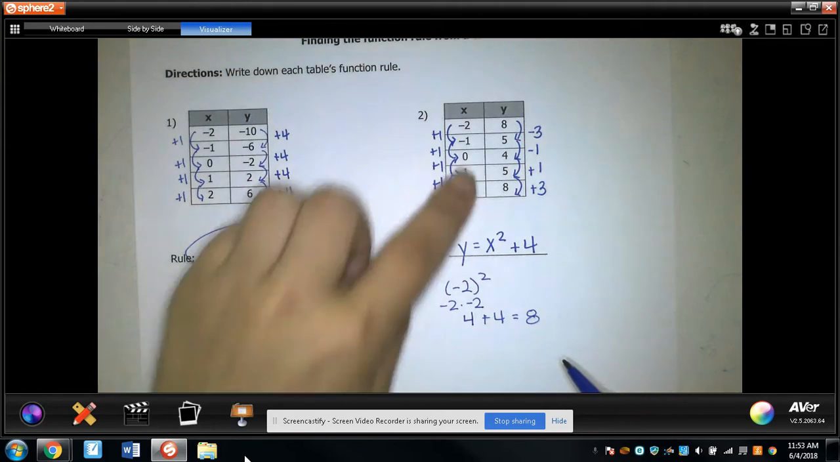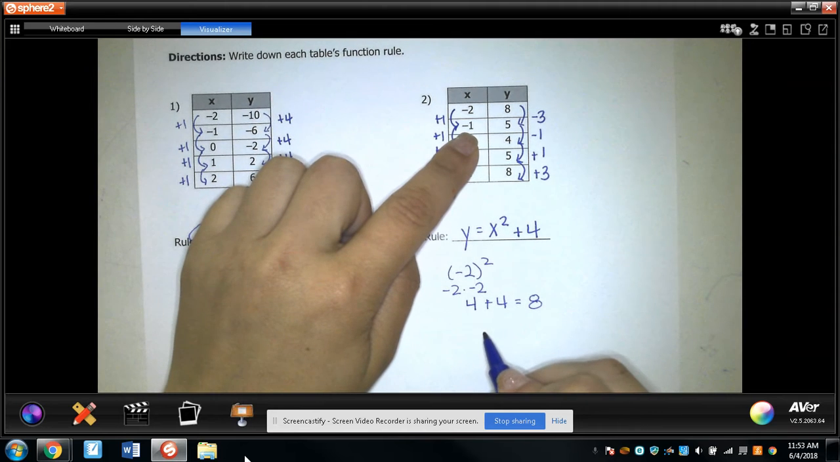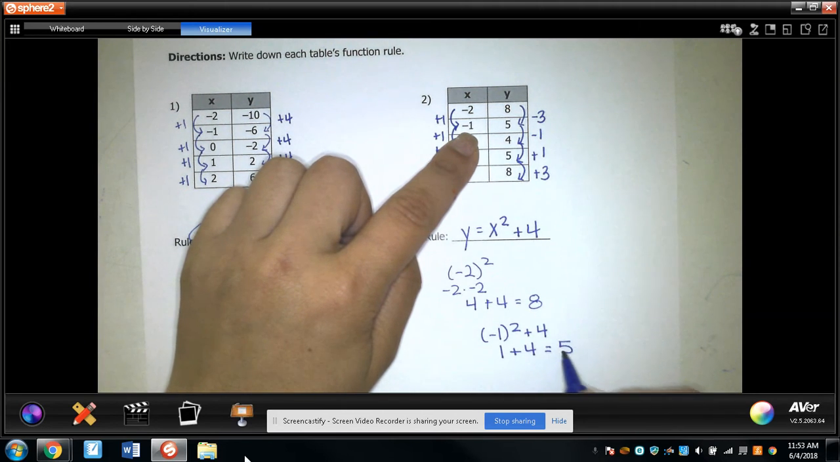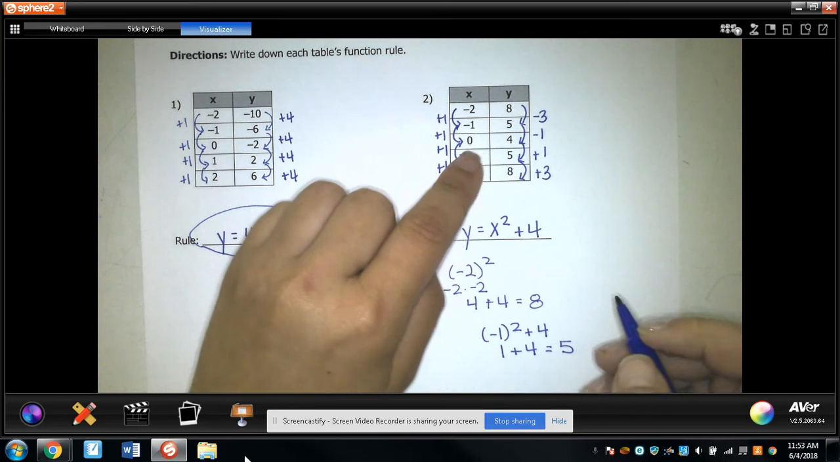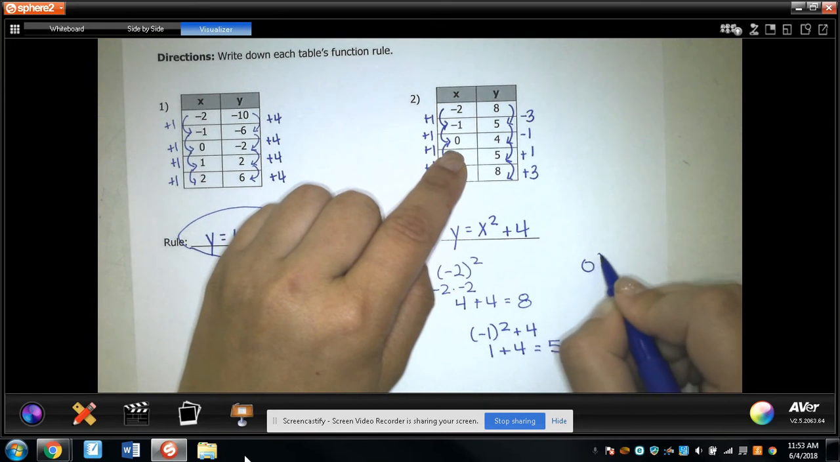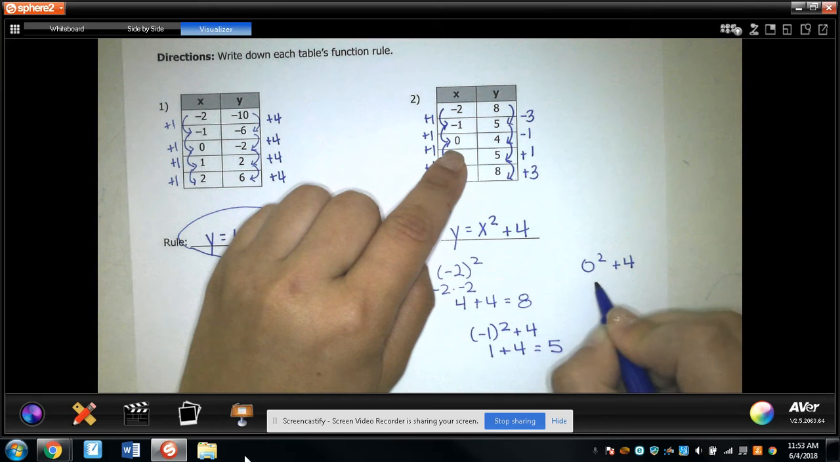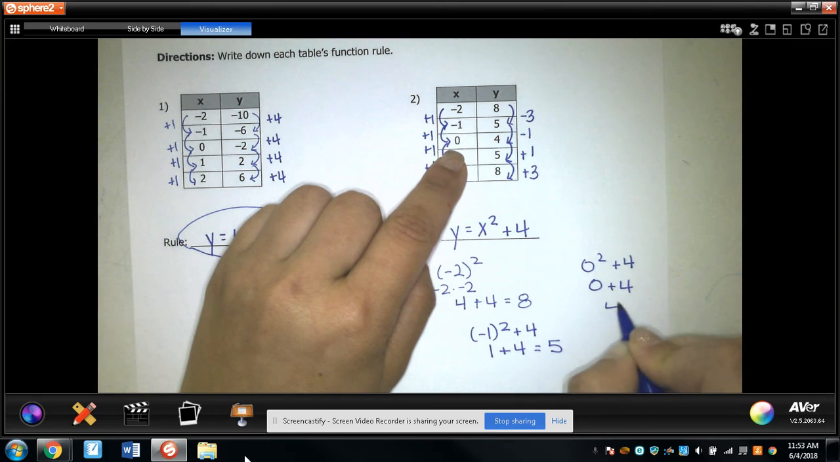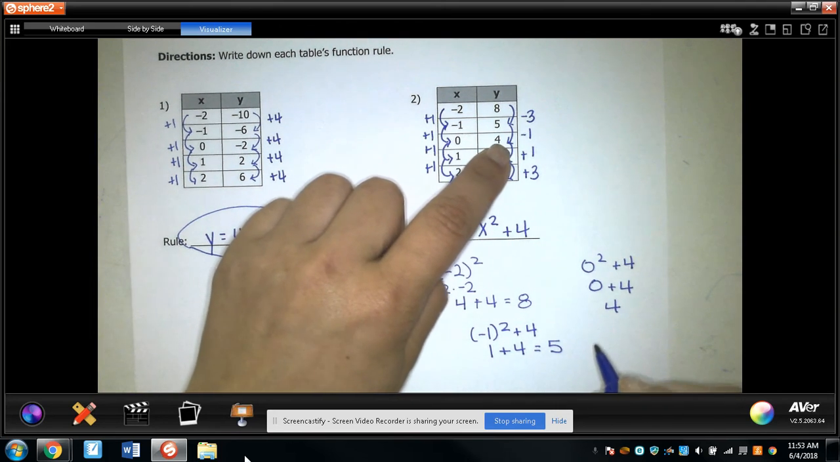So let's try this with -1. Let's see. -1 squared plus 4 is going to be -1 times -1, 1 plus 4 gives me 5. And it should give me 5, so that's good. Let's try it with 0. 0 squared plus 4 is 0 plus 4, which is 4. And it should give me 4, so I know that I'm doing this correctly.